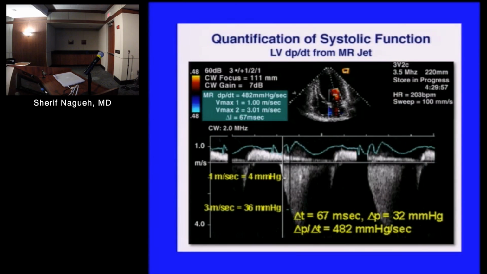You can use it to quantify dP over dt. This is not frequently done in most labs, but more in research settings. You basically choose 2 points, one for a velocity of 1 meter per second and one for 3 meters per second. And you convert them by the modified Bernoulli equation to their corresponding millimeters of mercury. So you got the delta P, and all you have to do is divide 32 by the distance between these 2 points, the time interval.